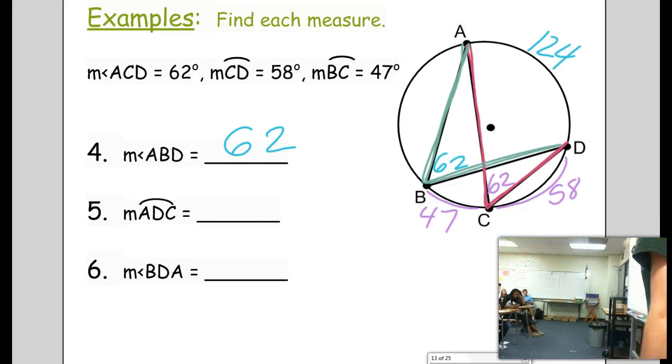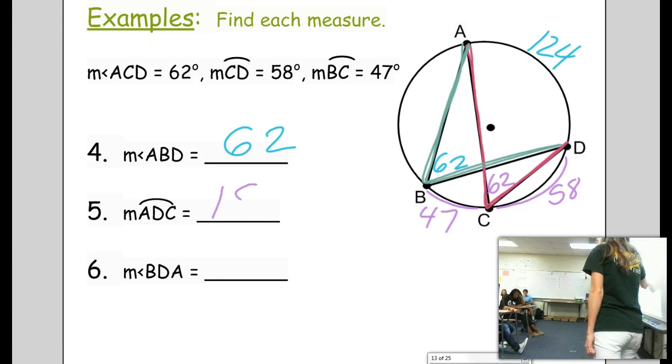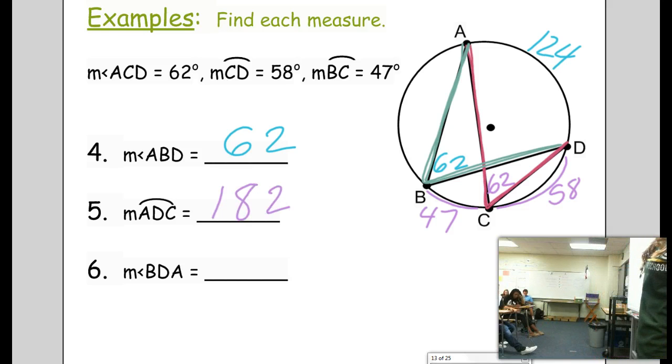John, what is the measure of arc ADC? 182. Yep. Major arc. Just barely. That's just barely a major arc, only by 2 degrees. The toughest problem of the day is number 6. When you have it, let me know.